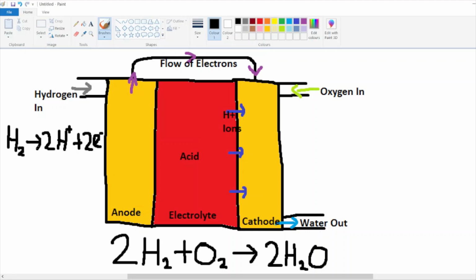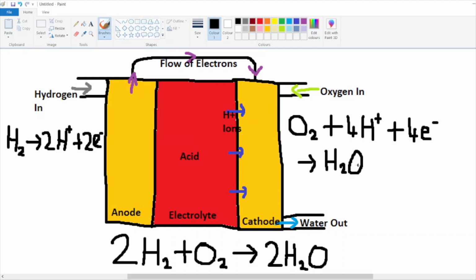So here's our equation for the oxidation of hydrogen at the anode. We have H2 coming in, so we have to balance it because hydrogen is diatomic. So we get H+ ions and obviously the electrons that go off and form our flow of electrons.